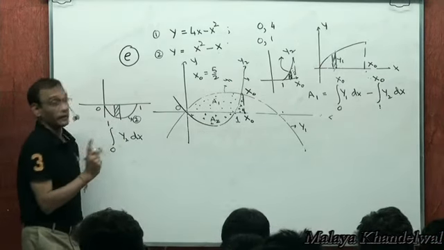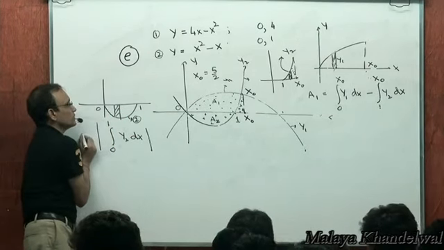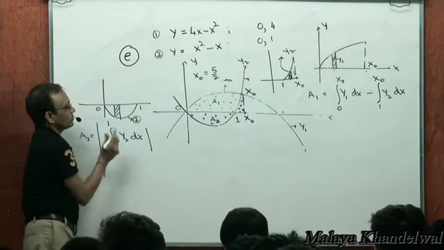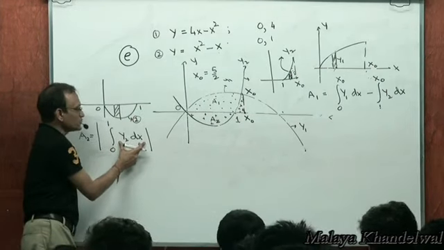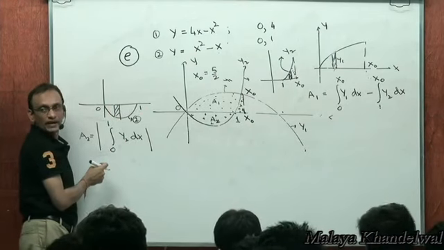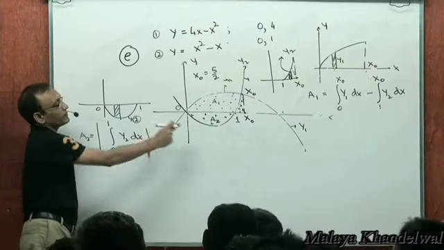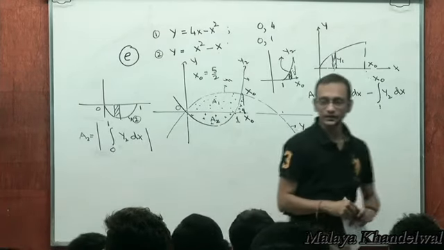This will give me a negative area because all the y2s are negative. So I'll take the modulus of this to get the required area A2. See, these y2s are negative, so y2 into dx will be negative. So this area would be negative. I take the modulus to make it positive. And then A1 by A2 to get the required ratio.